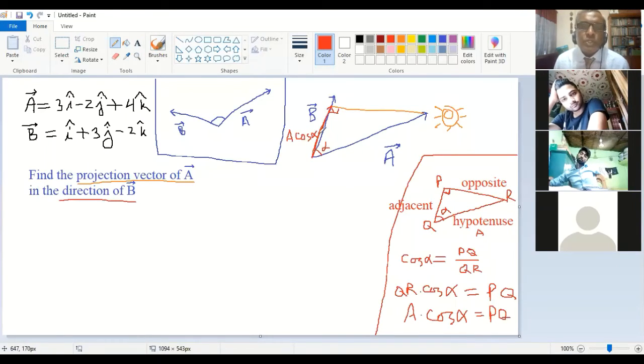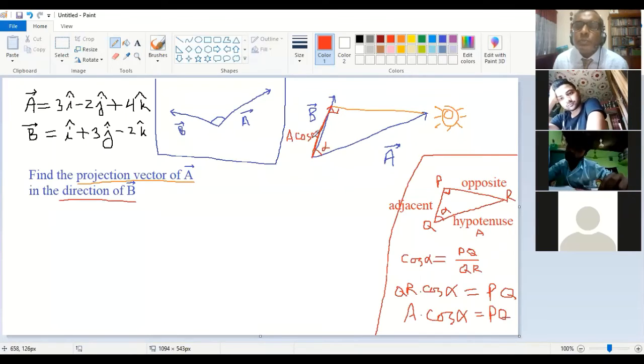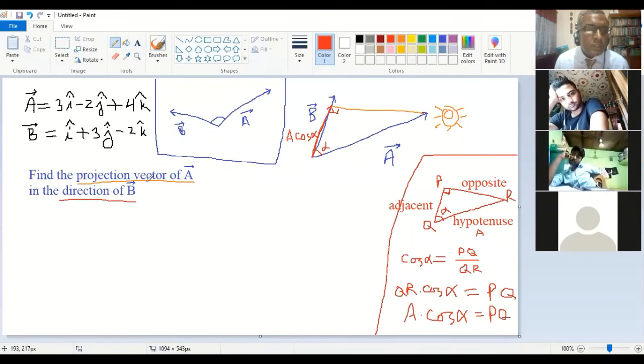This projection. So projection is A cos alpha. It is already directly given. So A cos alpha is the length of the projection, and then you will find out the projection vector. So you will write, this is the thing.